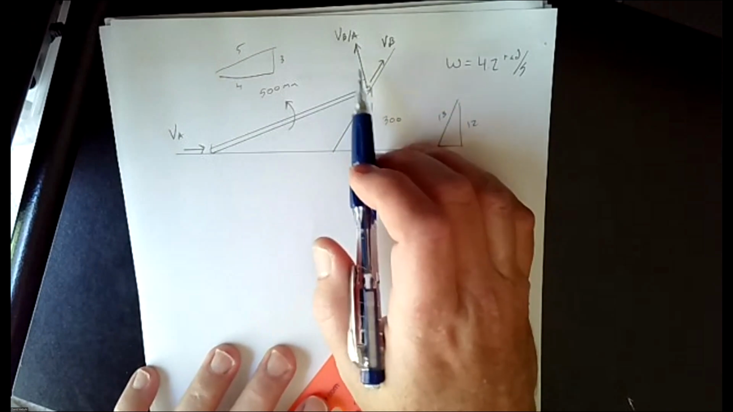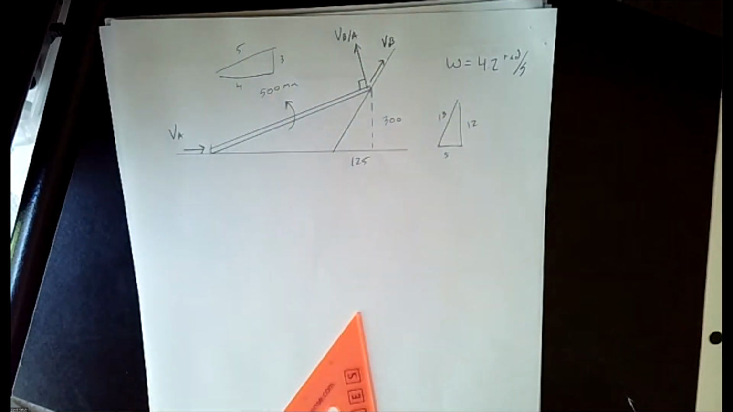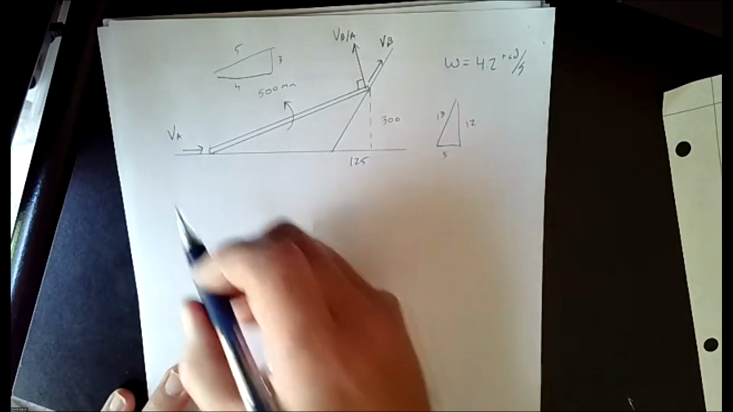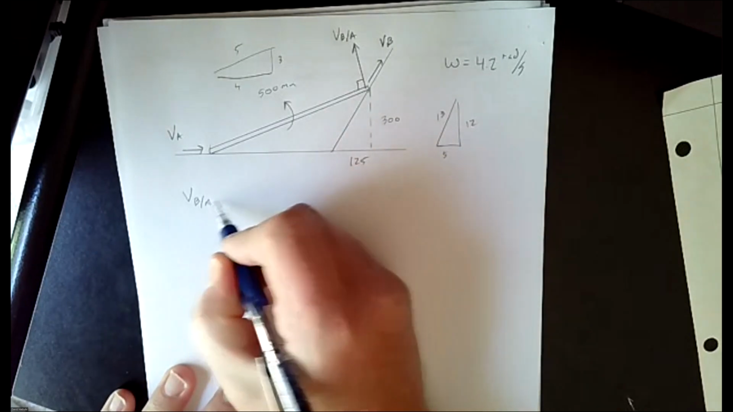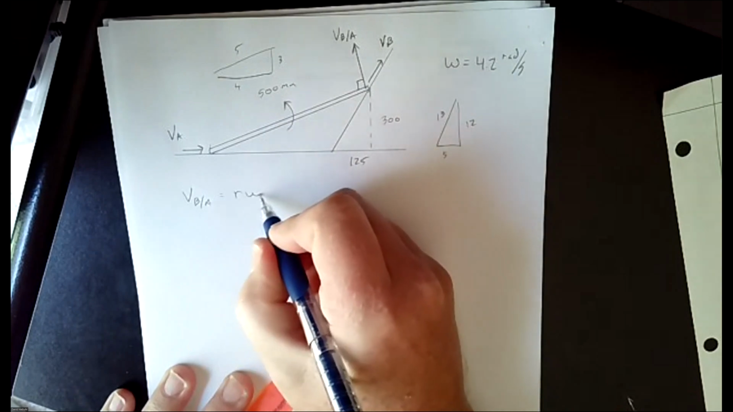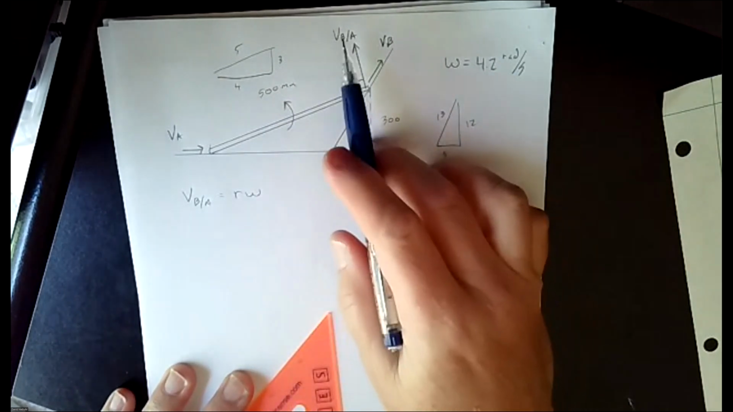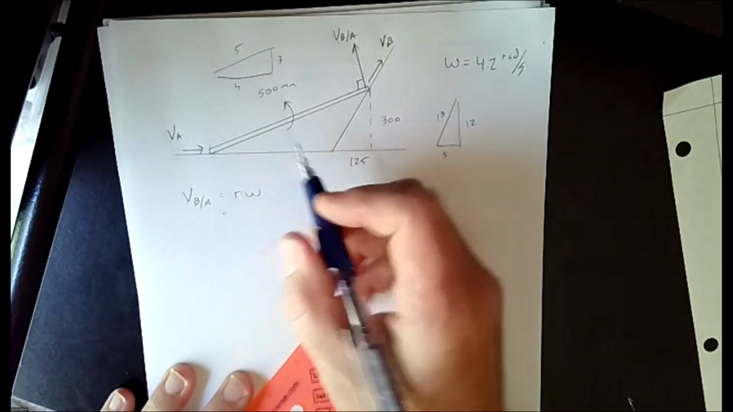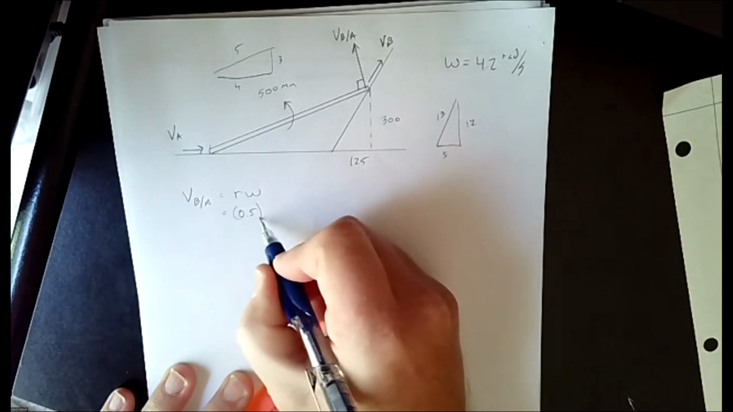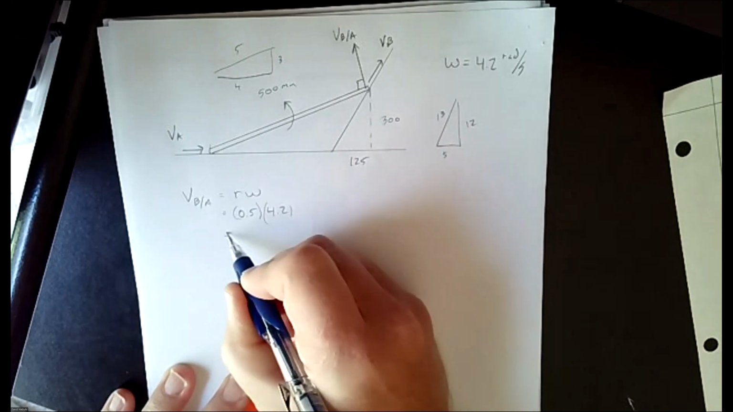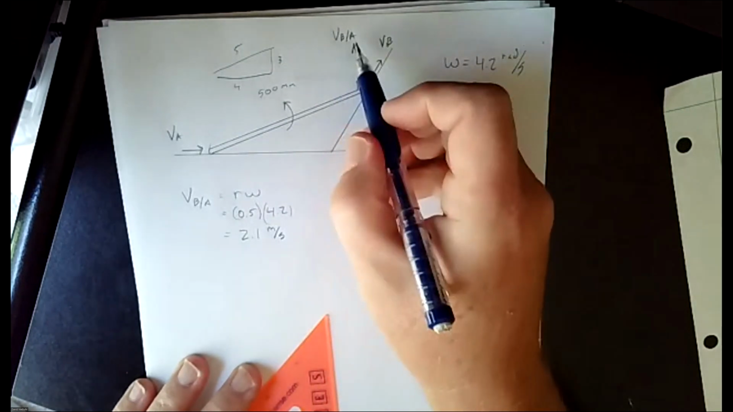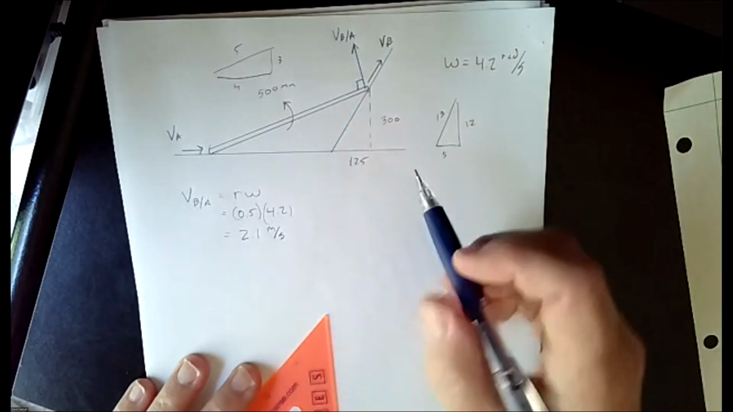Now, remember that we can calculate the VB relative to A because, from a scalar point of view, it's just going to be R times omega, right? That's just the scalar, and we haven't determined its direction, but we know that its magnitude is just going to be 0.5 times 4.2, and so we get 2.1 meters per second. So we know now that this is going up at 2.1 meters per second in that direction.